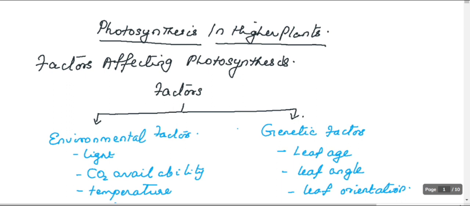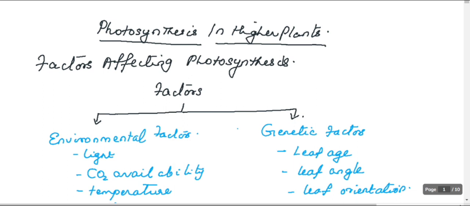We know that for photosynthesis to happen, carbon dioxide and water are the raw materials, and sunlight and chlorophyll are the other necessities. So, obviously these affect the rate of photosynthesis. Apart from that, some other factors can also affect it. Generally we can classify them into two: environmental factors and genetic factors.